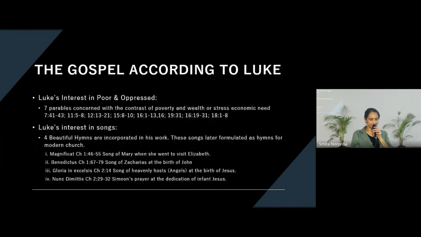So we'll end with this slide. Luke's also, like we talked about, a very social gospel, which means that his interest is not only in the outcast in terms of religious circles because of their sin. He's also interested in the poor and the oppressed. So outcasts because of their economic status. So we see seven parables that contrast the wealthy with those who are poor, or with those who are in a stressful economic situation.